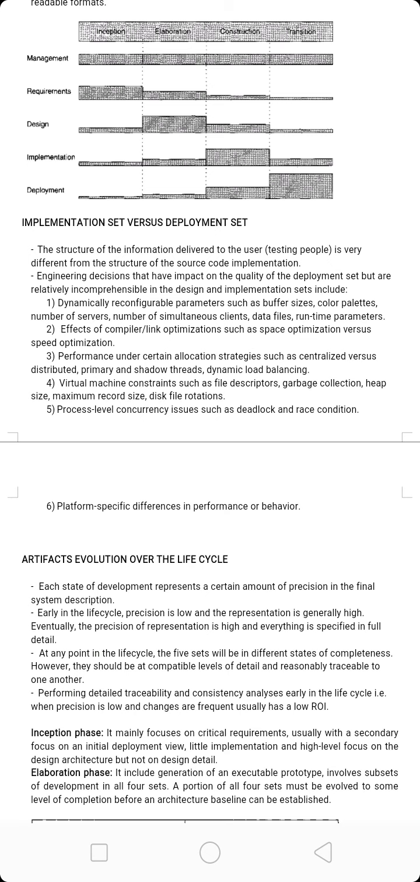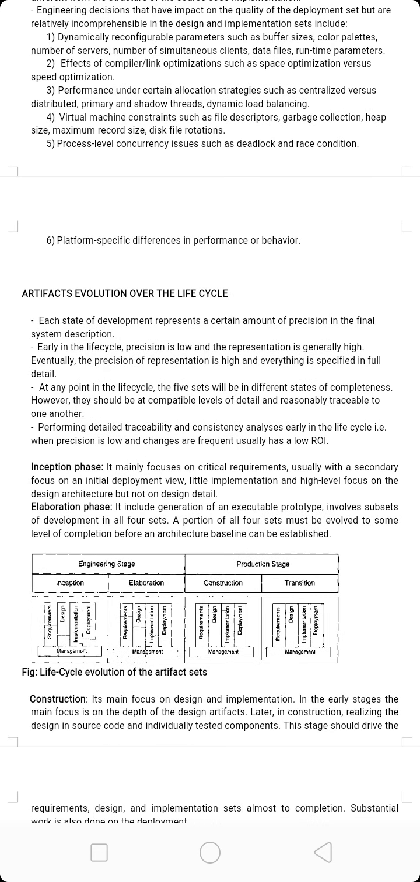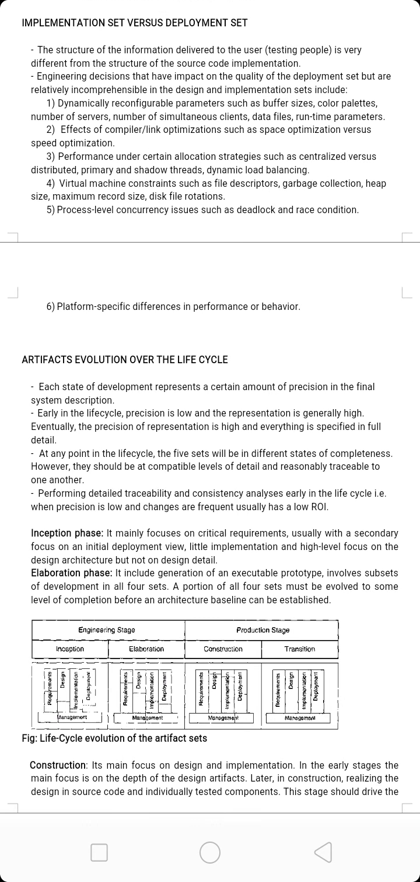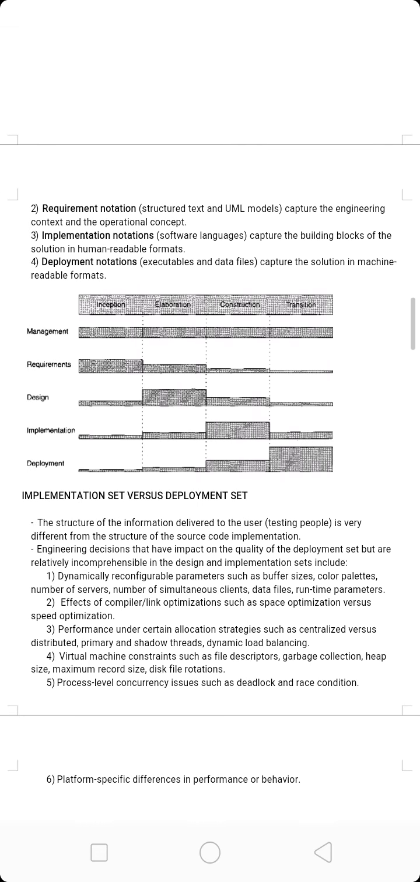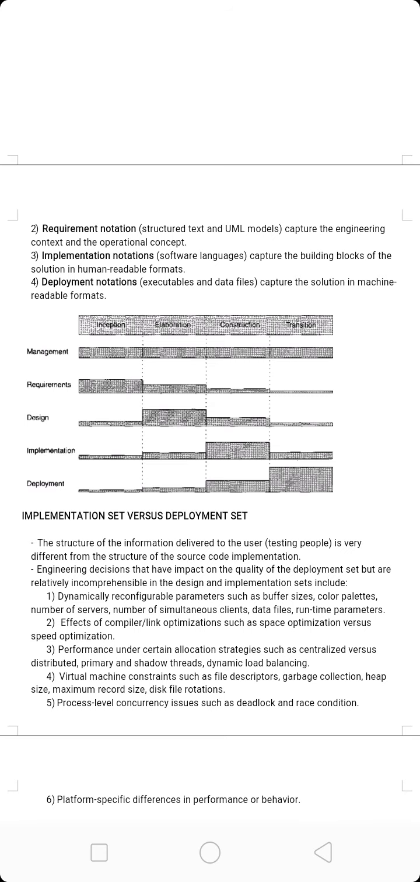So engineering decisions that have an impact on the quality of the deployment set but are relatively incomprehensible in designing and implementation sets include the following. What are they? First one, dynamically reconfigurable parameters are taken, that is buffer size, color palettes. Next, number of servers, number of simultaneous clients, data files, runtime parameters are taken.